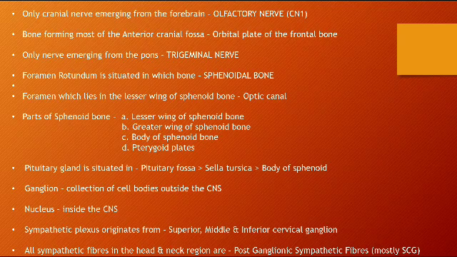Now you know one thing: all of the sympathetic fibers which are going into your head and neck region are postganglionic. I'm talking about the sympathetic, not the parasympathetic. Parasympathetic can be preganglionic or postganglionic, but sympathetic fibers will be postganglionic in the head and neck region. Why? Because they have already relayed in the superior cervical ganglion. See over here in the bracket, mostly the relay happens in the superior cervical ganglion.